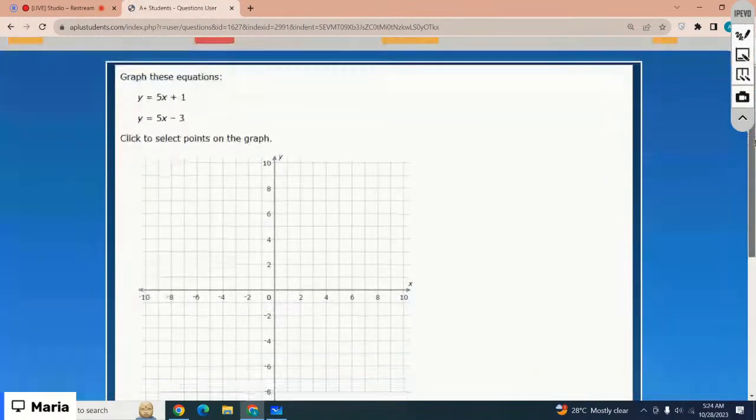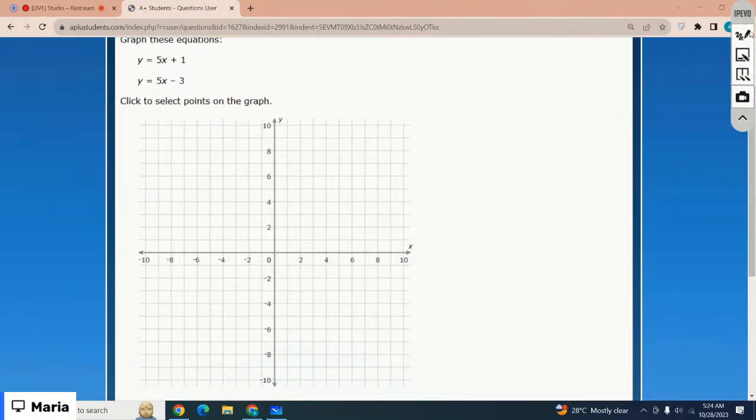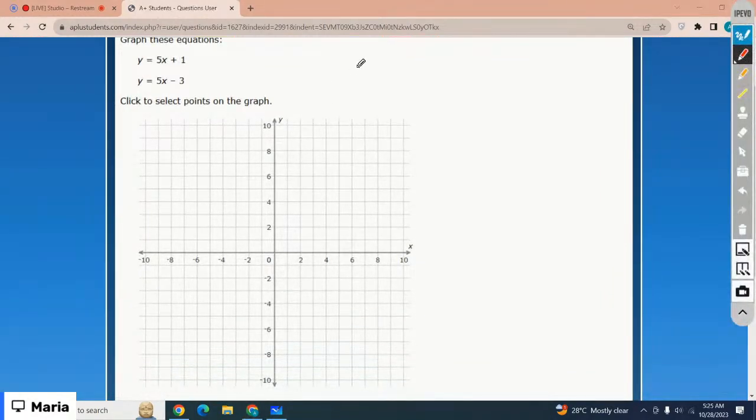Okay, the second one is y equals 5x plus 1. Okay, let's just see. For equation number 1, m equals 5. This is the slope and this is the y-intercept. So the point is x is 0 and y is 1. Y-intercept means the point where the graph is touching the y-axis. So 5 over 1, that means you need to move up 5 points and right 1 point.